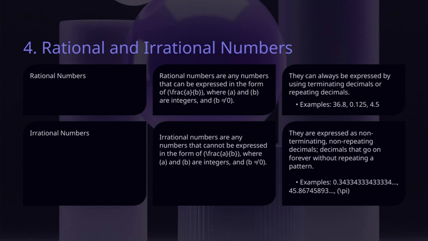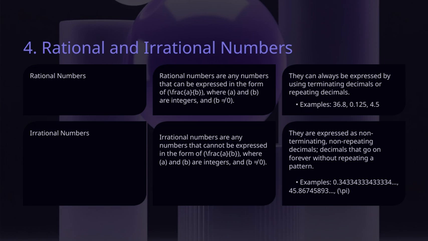Now, to clarify the key difference, irrational numbers are any numbers that cannot be written in the form of a fraction where both numerator and denominator are integers, with the denominator not equal to 0. So, irrational numbers are those that can't be expressed as a simple fraction. Rational numbers, however, are numbers that can be written in that fractional form, like a/b, where a and b are integers and b isn't 0. This distinction helps us understand the structure of real numbers and how they fit into our broader number system.